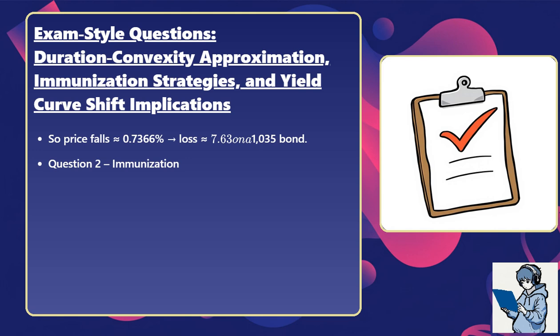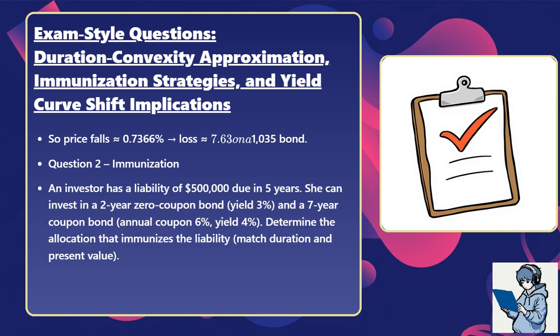Question 2: Immunization. An investor has a liability of $500,000 due in 5 years. She can invest in a 2-year zero-coupon bond with yield 3% and a 7-year coupon bond with annual coupon 6% and yield 4%. Determine the allocation that immunizes the liability, matching duration and present value.